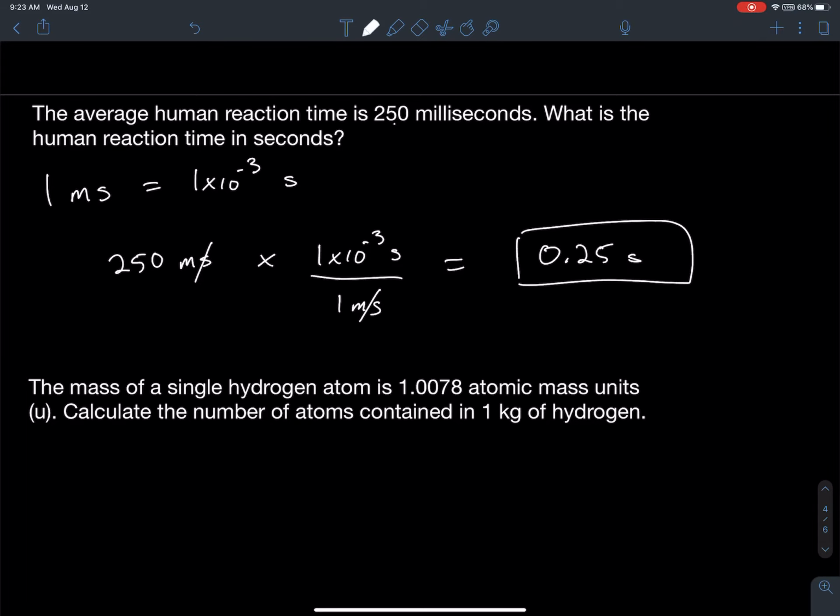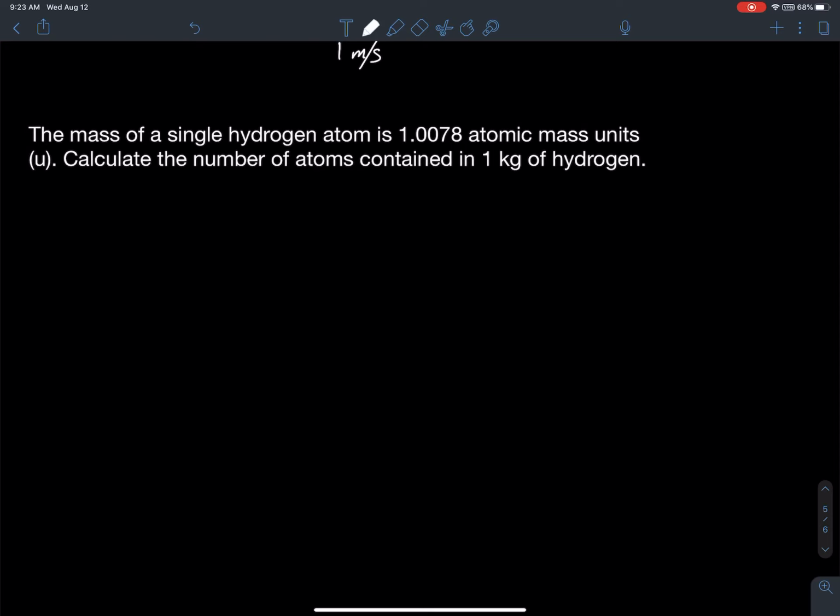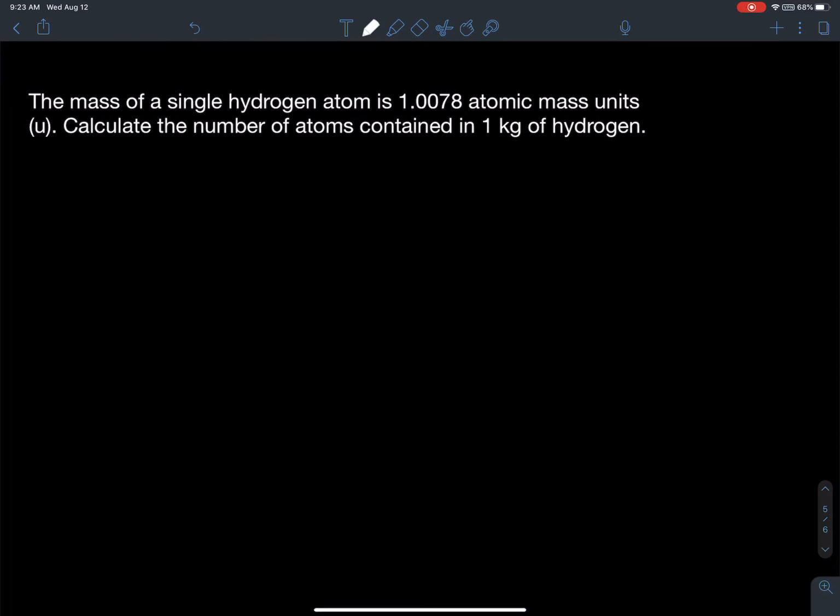The last thing I want to work on relates to our homework, where you have to do a little bit of research. The mass of a single hydrogen atom is 1.0078 atomic mass units. I need to figure out what an atomic mass unit is. That's in the periodic table; if you look at the periodic table of elements, you'd see that number underneath each element. I want you to calculate the number of atoms contained in 1 kilogram of hydrogen.